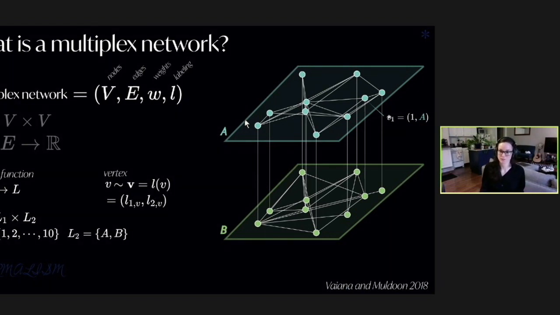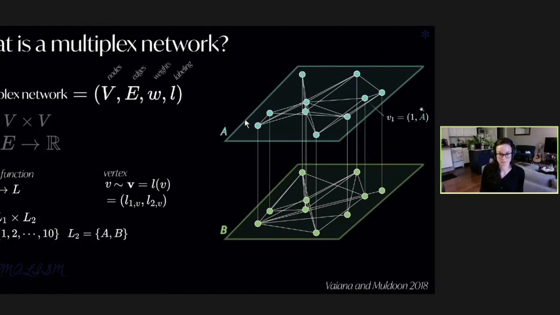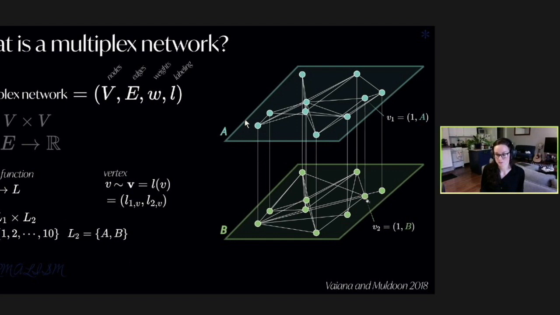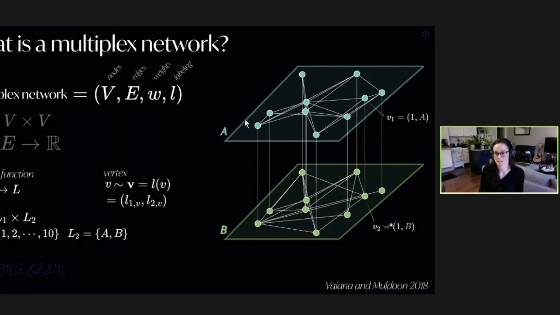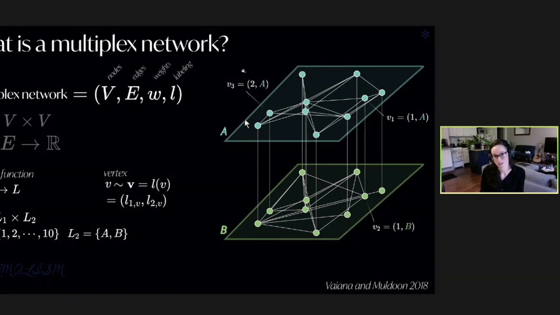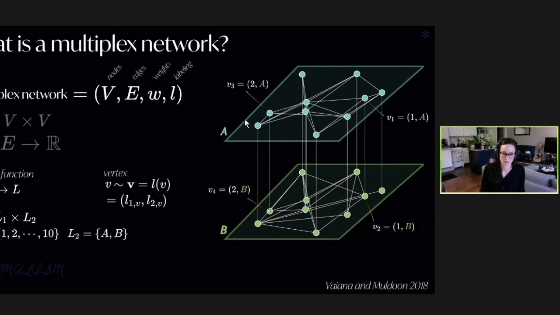So for example, this V1 over here is associated with the labels 1, A. V2, which is down here, gets the labels 1, B. V3 we associate with 2, A, and V4 over here, 2, B.